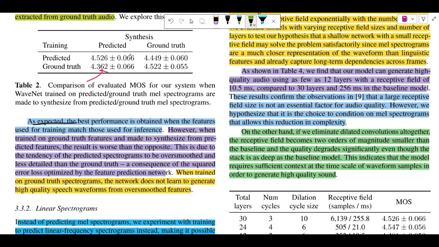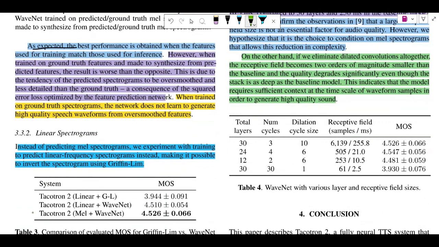So showing the model some high quality data like the ground truth during training and then showing it a crappy predicted thing might be worse than showing it a crappy thing during training, which is the predicted one, and then showing it better data during the prediction. So maybe that is why this is not that bad. Yeah.